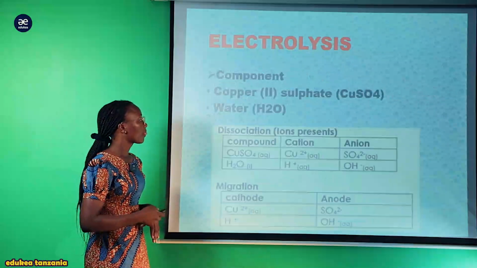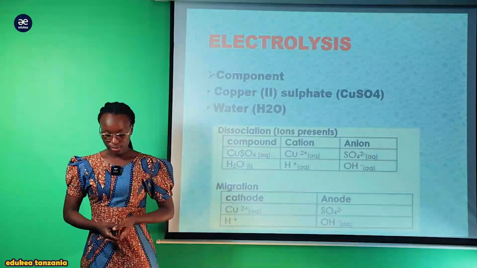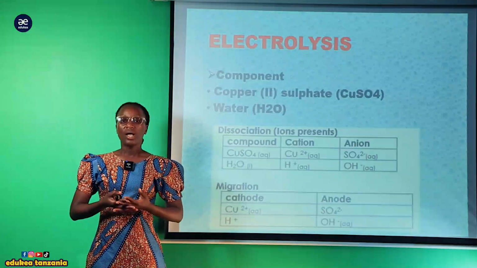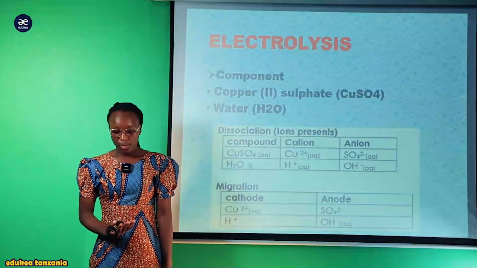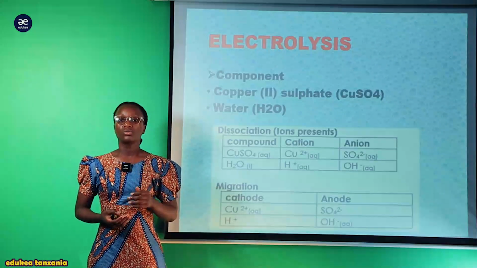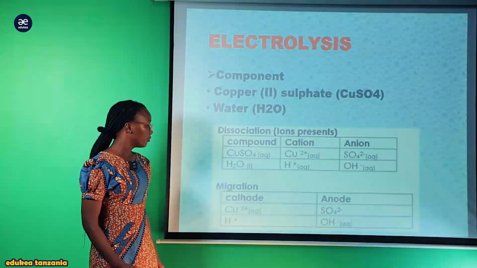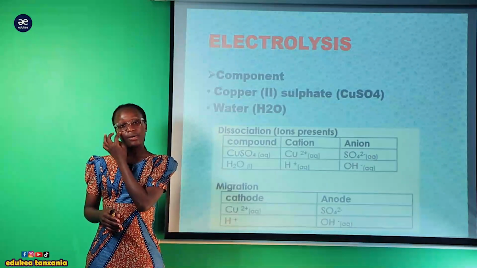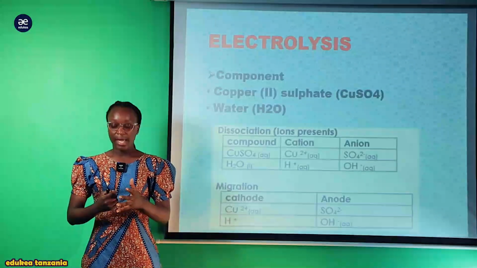Now, what are the components within this electrolysis of copper 2 sulfate with the copper electrode? We have the copper 2 sulfate and also we have the water. Now, what are the dissociation of these ions? The ions present: at the cathode we have the copper and the hydrogen positively charged ions, but at the anode we are going to have the sulfate ions and the hydroxyl ions. Now, the migration of ions is as follows. At the cathode, there will be the migration of copper 2 ions as well as hydrogen ions, but at the anode, we are going to have the sulfate ions as well as the hydroxyl ions.